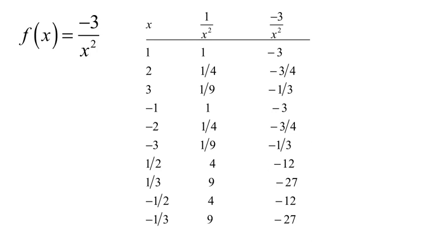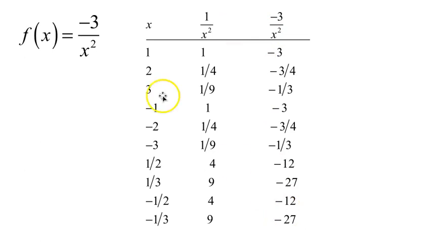But if I have f of x is negative 3 over x squared, again, the same process. This column is the 1 over x squared column. Multiply everything in that column by negative 3 to get negative 3 over x squared. Negative 3 times 1 is negative 3. Negative 3 times a quarter, negative 3 quarters. Negative 3 times the ninth, negative 3 ninths, or negative 1 third. Negative 3 times 4, negative 12, and you get the idea.